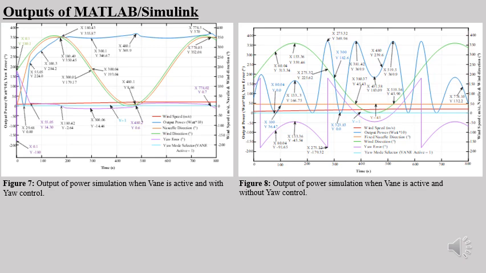Now I will discuss the power output when using the vane sensor under two conditions, with yaw control and without yaw control. Starting with the active vane system with yaw control, the turbine constantly adjusts its nacelle to follow the wind direction. At the beginning, the nacelle is facing the opposite direction, so the yaw error is very large and the turbine produces almost zero power during the first 50 to 60 seconds while alignment is improving.